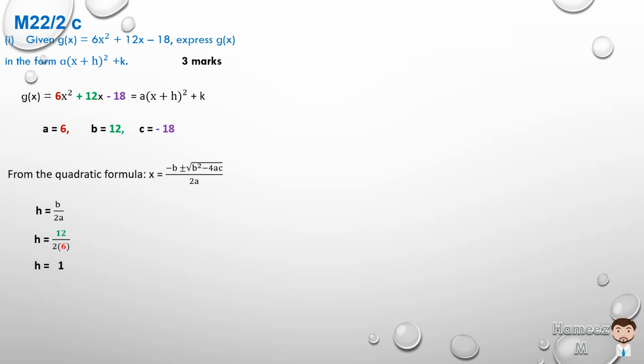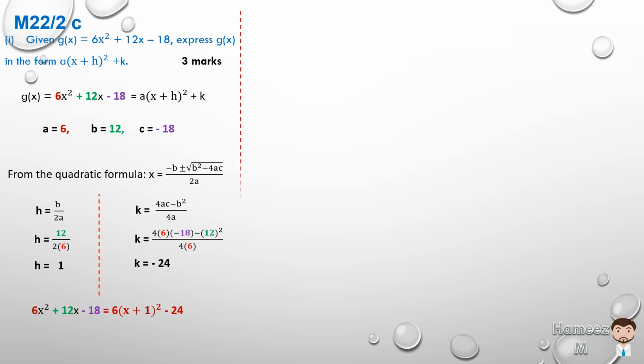And for k, if we look at what is inside the square root sign, b squared minus 4ac, and we flip it, we're going to get k is equal to 4ac minus b squared, all over 4a. And if we substitute 4 times 6, which we have in red, times minus 18, minus 12 squared, all over 4 times 6, that works out to be minus 24. So 6x squared plus 12x minus 18 is equal to 6 times (x plus 1) all squared minus 24.